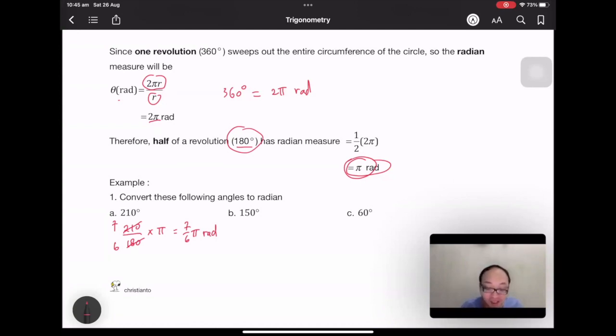And then for C, 60. So it's 60 over 180 times pi radian, which equals 1 over 3 pi radian. I leave B for you for practice.